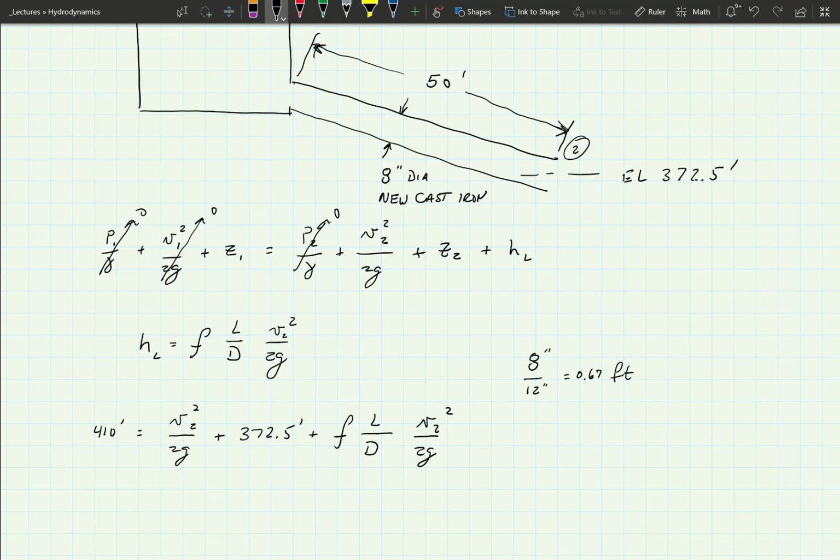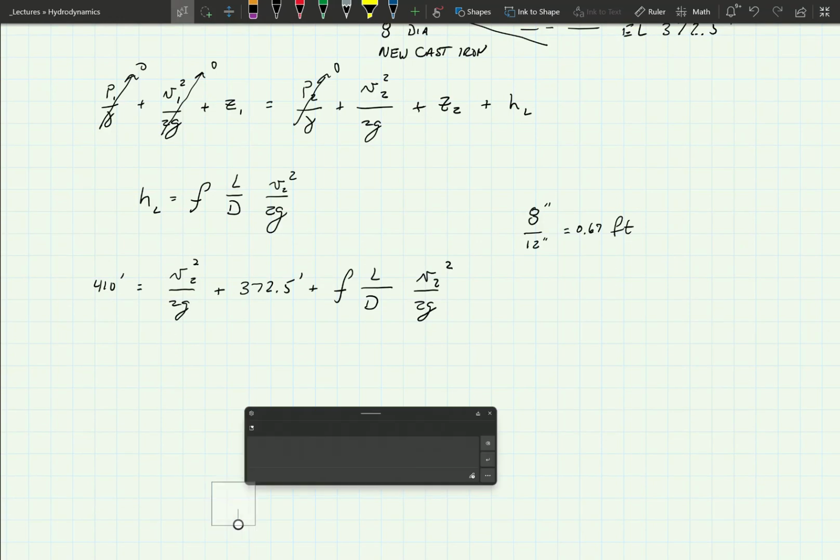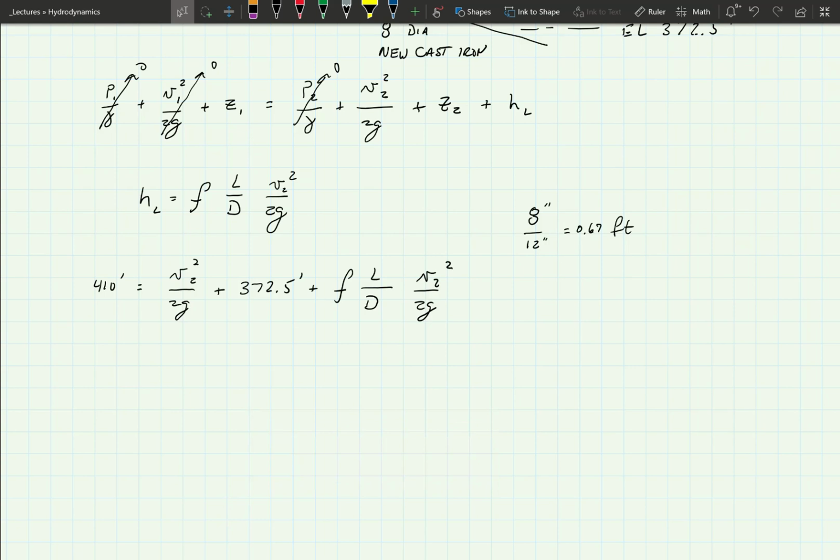Okay. And now if we bring all the V's to the left side, we're going to get out of there. Oh, wait a minute. I can do this too. We can do L. We know it is 50 feet. And we know it's 0.67 feet there. Okay. All right. So 410 is equal to V squared over 2G. And it's going to be, no, did I do that right? I'm not doing that right.